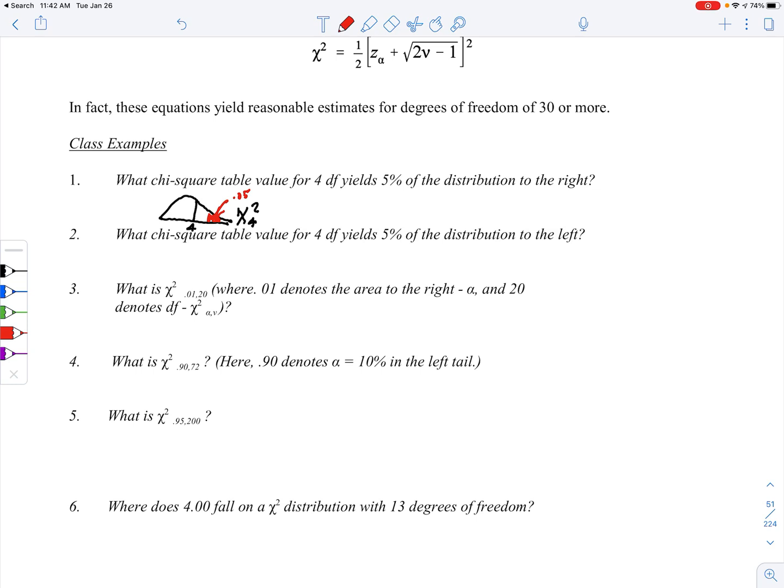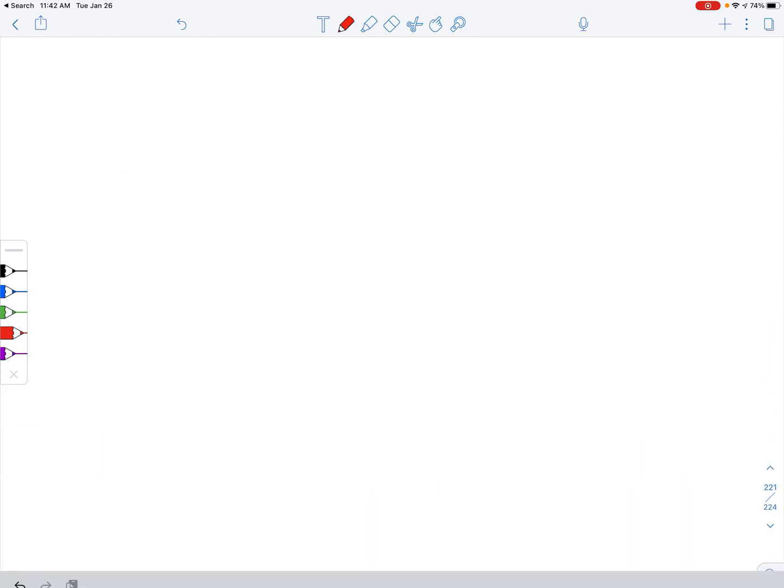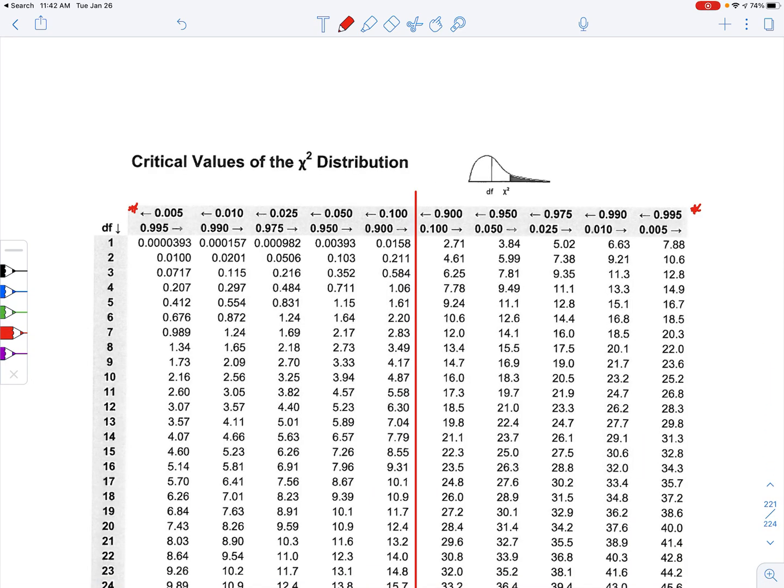So of course that could be an alpha when we get into hypothesis testing, right? So what is that particular value? Let's take a look at the chi-square table. It's pretty easy. All we do is say, okay, 4 degrees of freedom, and we're talking about the upper tail here. So we're looking at 5% to the right, 95% to the left. That gives us 9.49. So that's your answer right there.